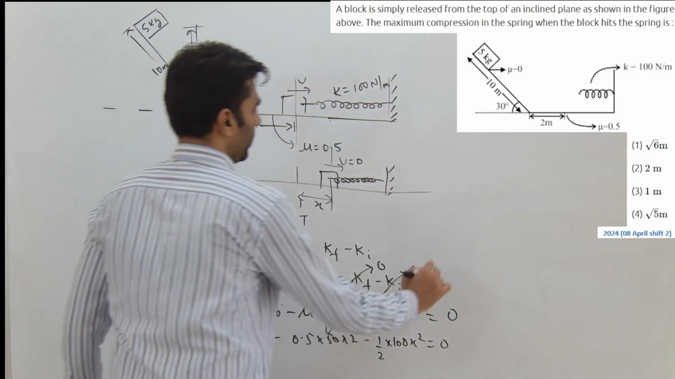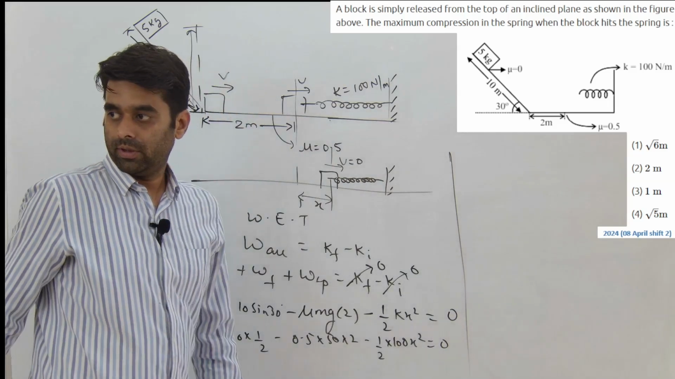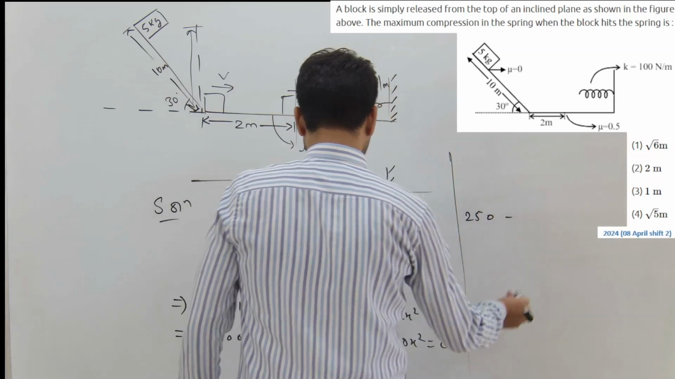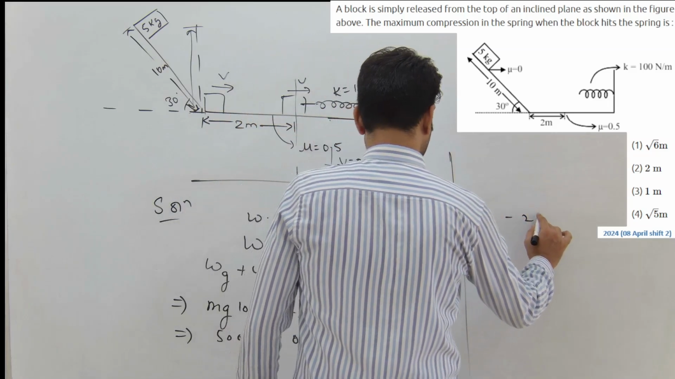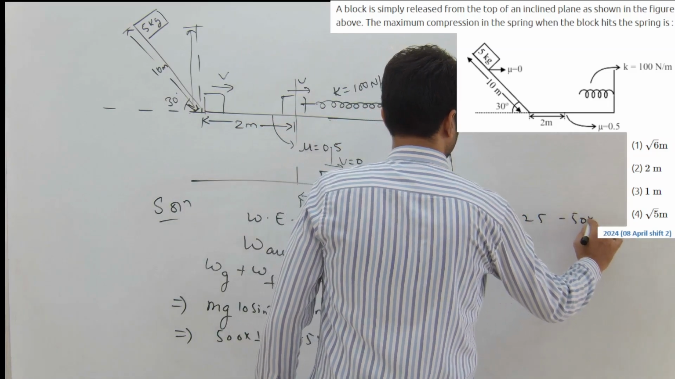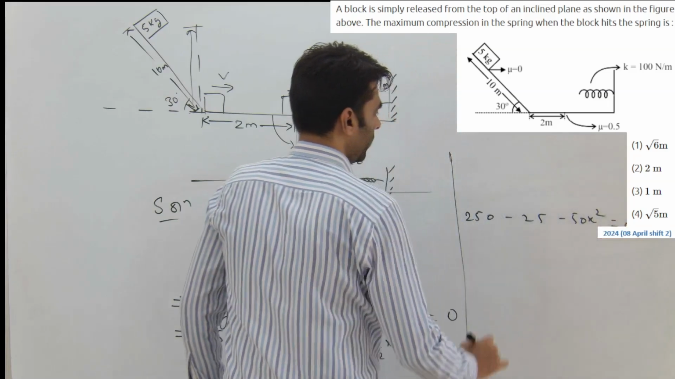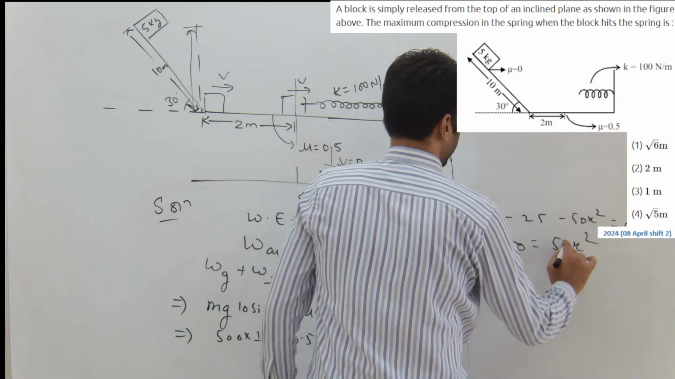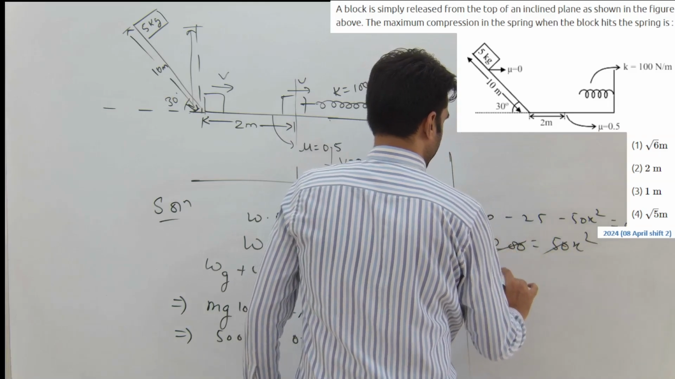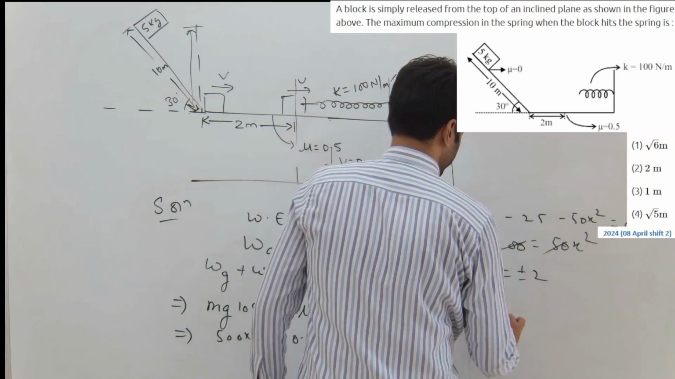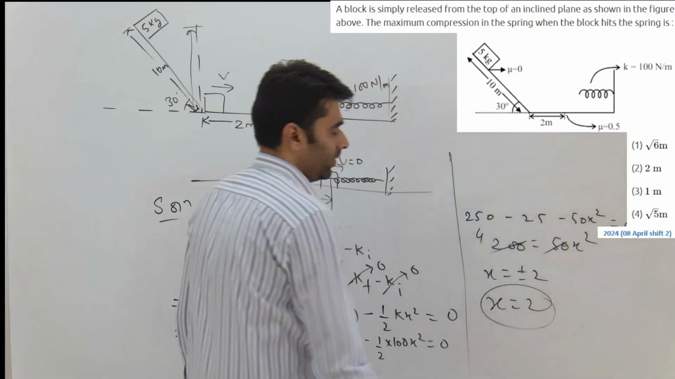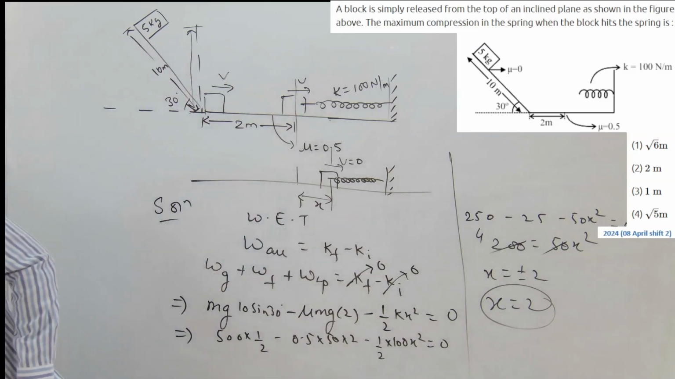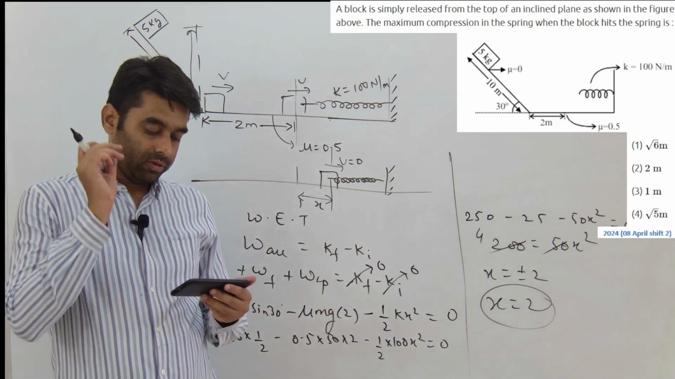What do we get? It's visible here: 250 minus 25 minus 50 x square is equal to 0. So 200 is equal to 50 x square, 4 is x square, so x comes out to be plus minus 2. Basically 2 is our answer. The maximum compression of the spring comes out to be 2, right? If you check the options, it will be option number 2.